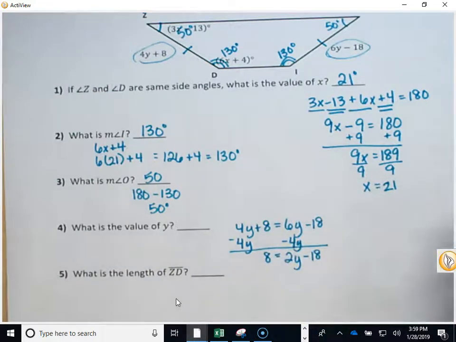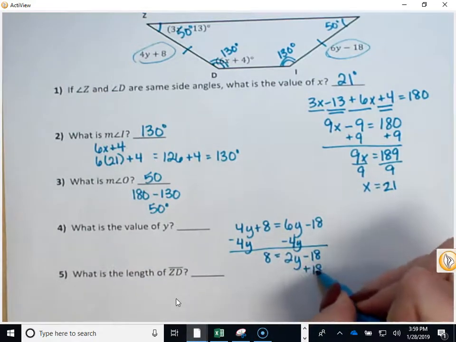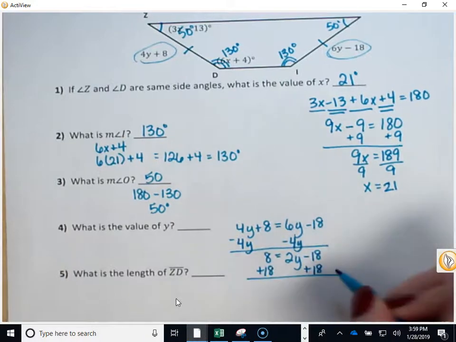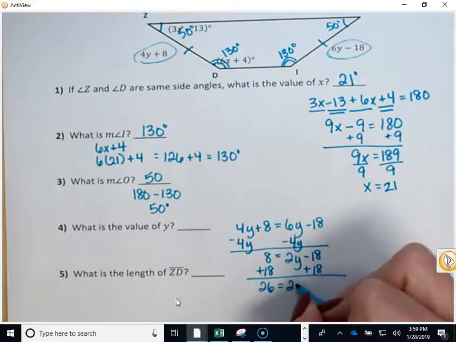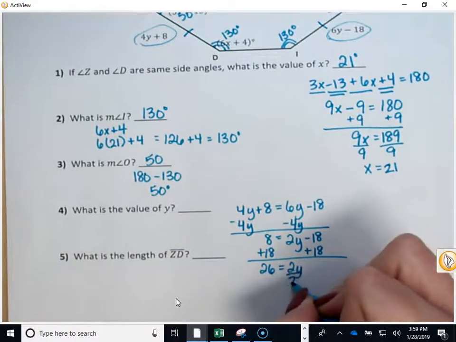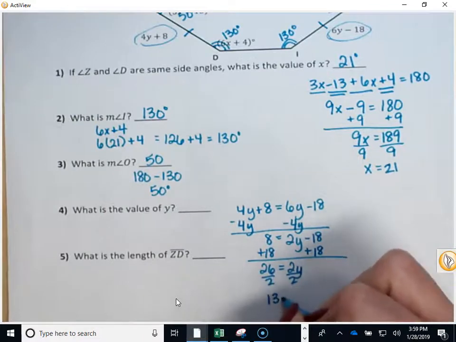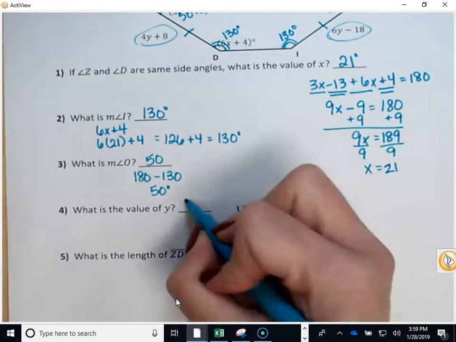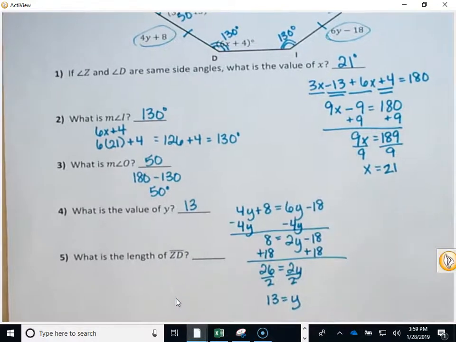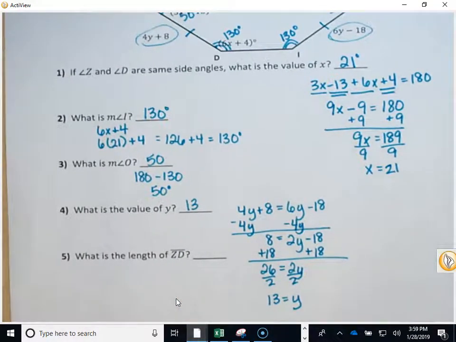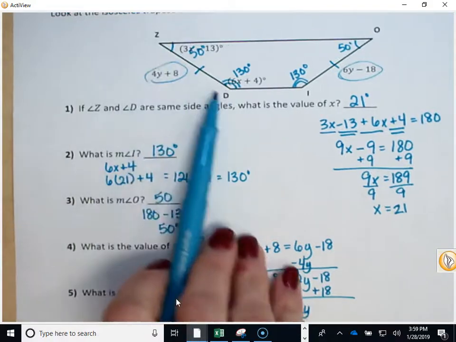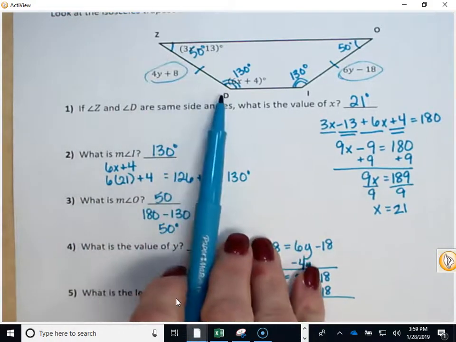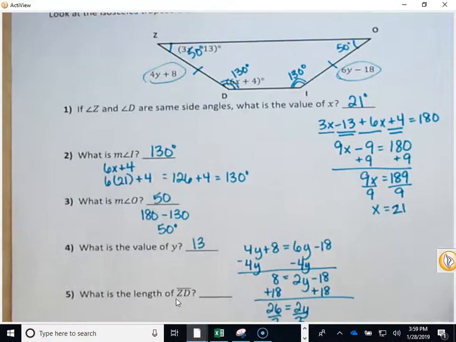Now I've got to work to get those y's by themselves. So I'm going to add 18 to both sides. So we get 26 equal to 2y. Divide by 2, and we get y equals 13. So y equals 13, and now they want to know the length of ZD. Well, ZD was represented by 4y plus 8. That's the length, what this side was represented by. So the distance from Z to D was 4y plus 8.